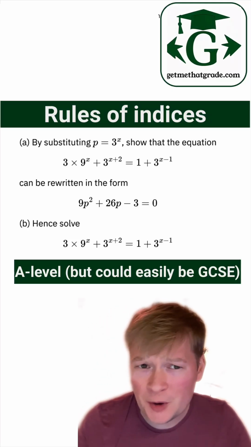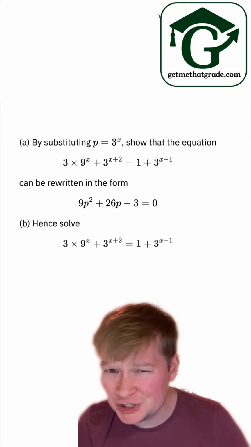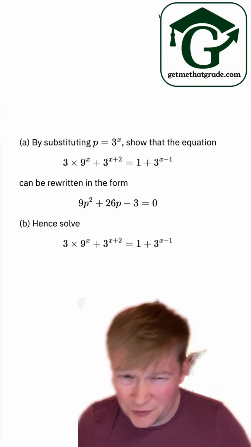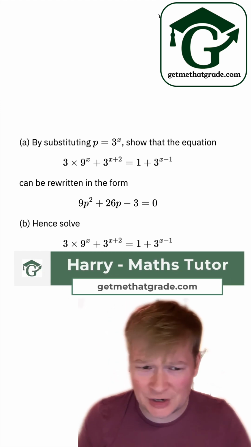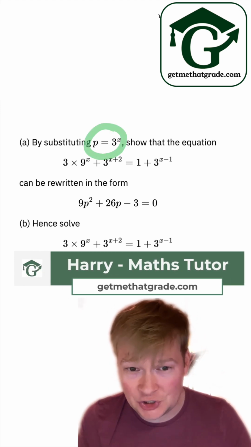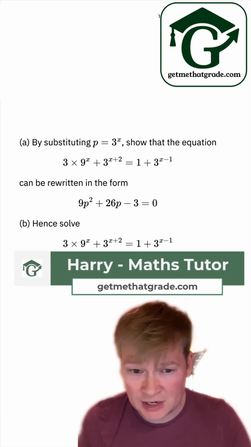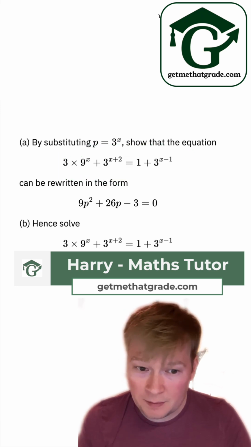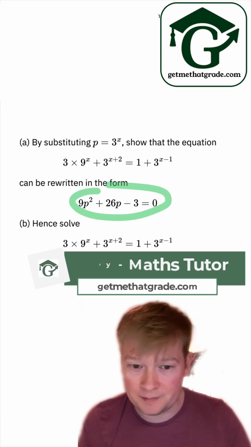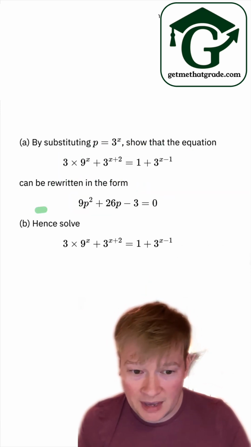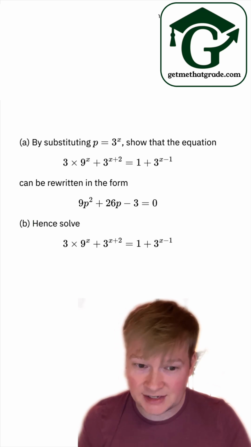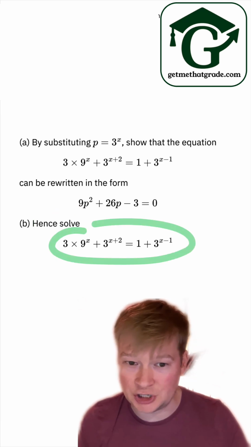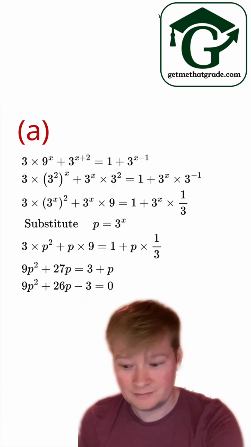You know that awkward moment when an A-level question pretends to be a GCSE question, but then hits you with 3 different powers of 3? Let's look at this problem. By substituting p equals 3 to the power of x, show that this equation can be rewritten in this form. And then in part B, use that idea to hence solve this equation, the original equation that we were given.